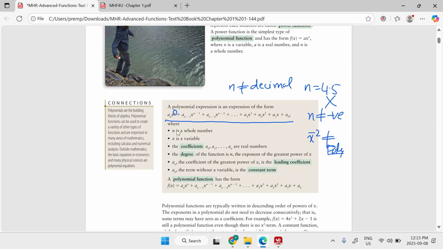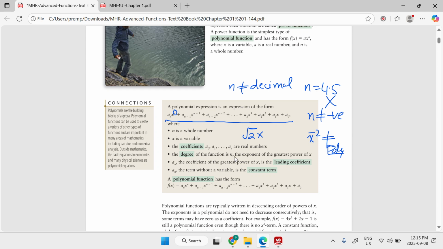Okay, so you can go through this, where n is a whole number and x is a variable. The coefficients are real numbers, so again, they should not be radicals. You cannot have something like square root 2 and then x. For a polynomial we want real values, so they should not be never-terminating numbers.